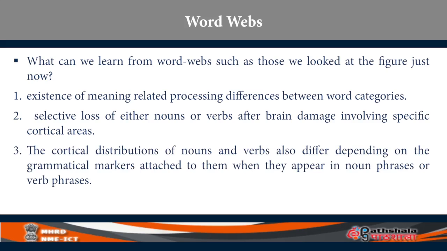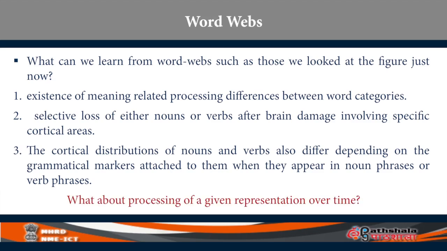So we have to engage with noun phrase or verb phrase. We talk in sentences and much larger units. So interestingly, neurolinguistic research in recent times has shown that the cortical distribution of nouns and verbs differs depending upon the grammatical markers attached to them when they appear in a noun phrase or a verb phrase. In other words, processing of a representation over time.